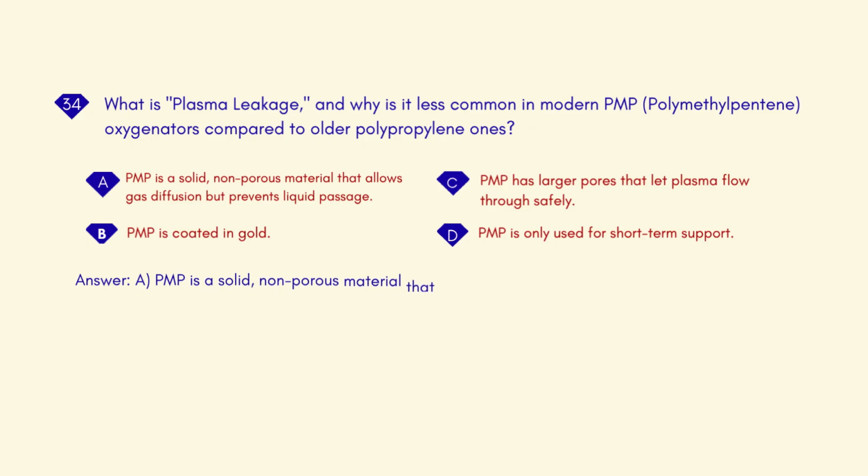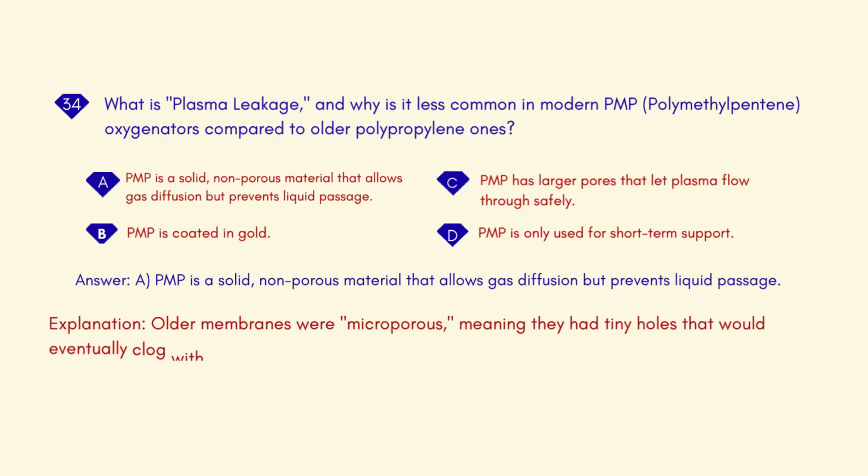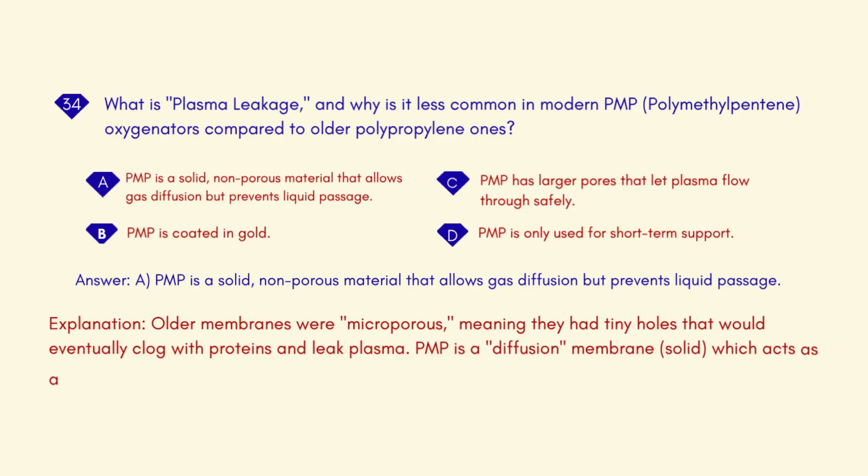Answer: A. PMP is a solid, non-porous material that allows gas diffusion but prevents liquid passage. Explanation: older membranes were microporous, meaning they had tiny holes that would eventually clog with proteins and leak plasma. PMP is a diffusion membrane, solid, which acts as a true barrier to liquid.